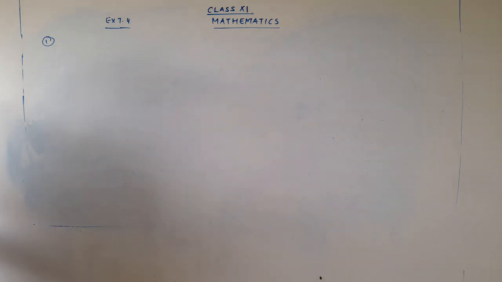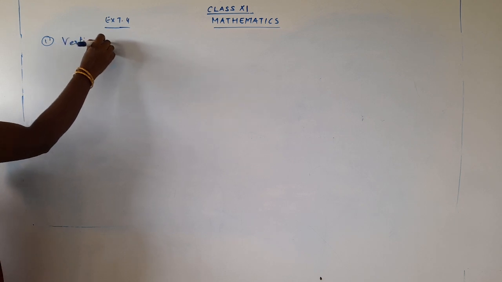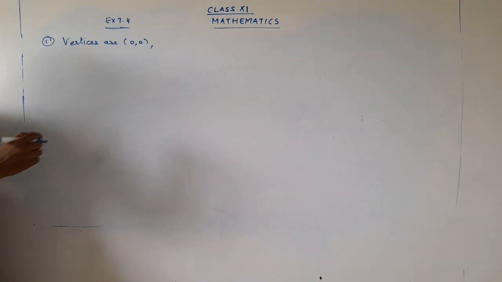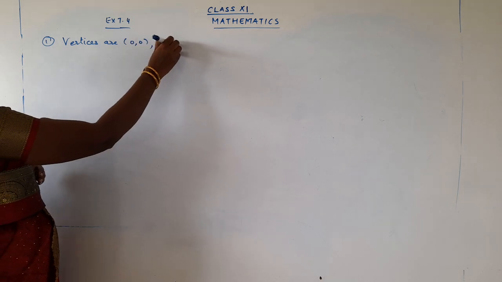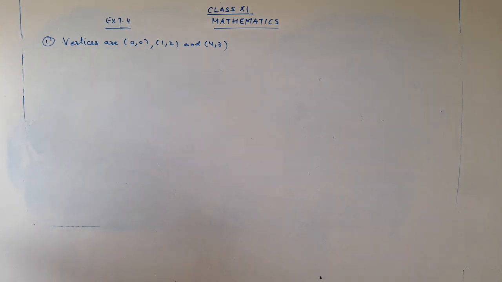So you have been given the vertices of the triangle and you are going to find out the area of the triangle. So the vertices are (0, 0), (1, 2) and (4, 3). So these are the given vertices. Now what you have to do? You have to find out the area of a triangle, given the vertices. So let's complete the next step.